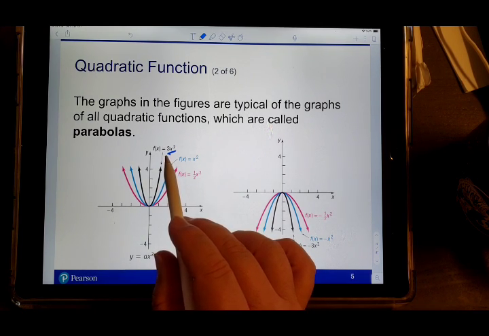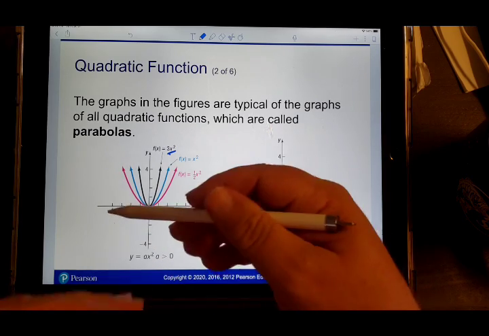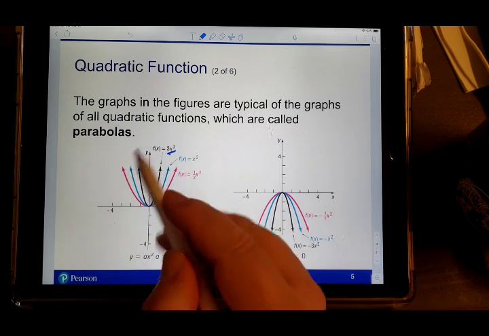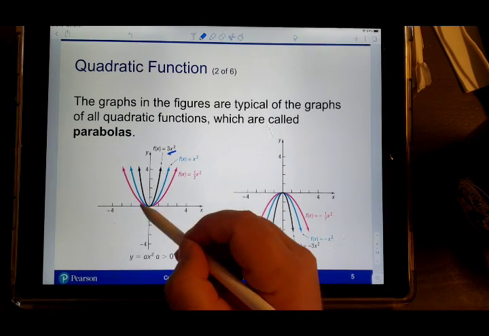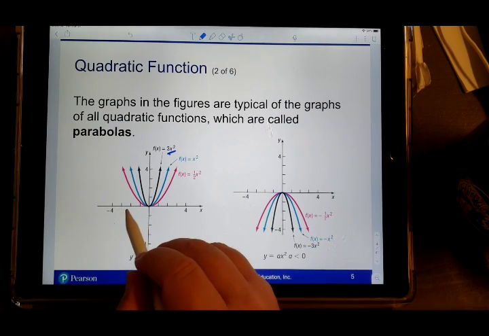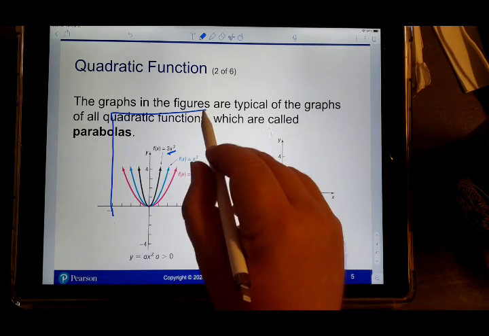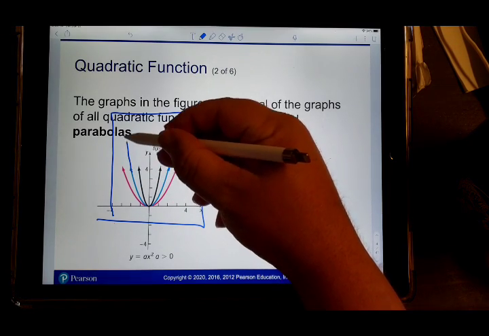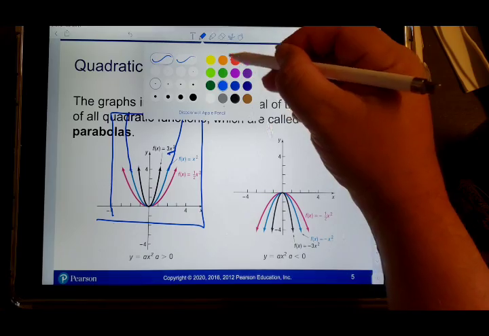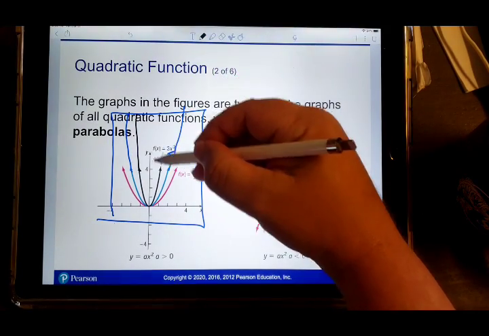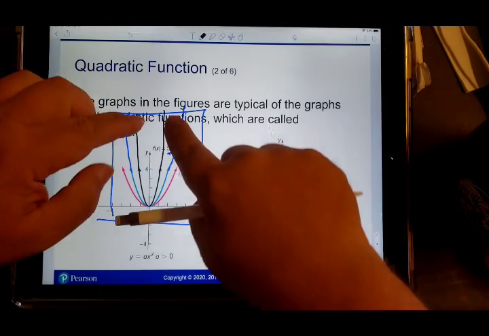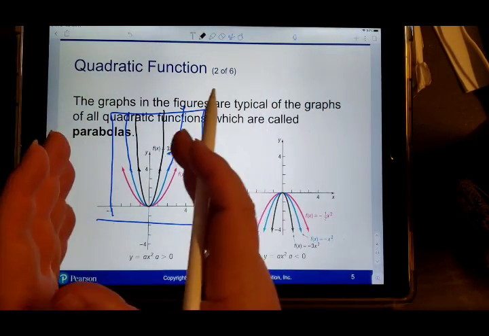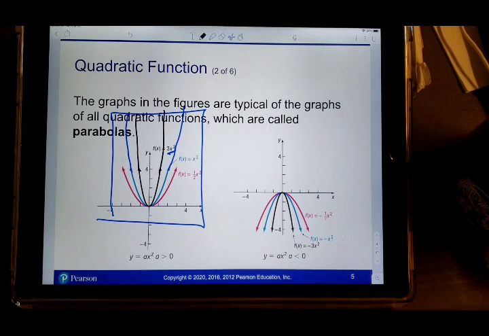Depending on what you're multiplying it by has an effect on stretching the parabola. We would usually refer to that as a stretch by putting the number there. So 3 stretches the graph. If I were to fit these in a box, the black one would appear stretched vertically, meaning it would be narrower along the x-axis, but stretched along the y-axis.